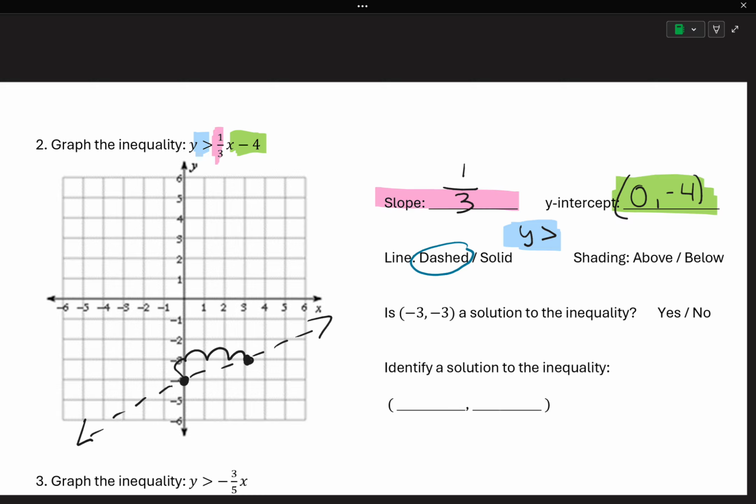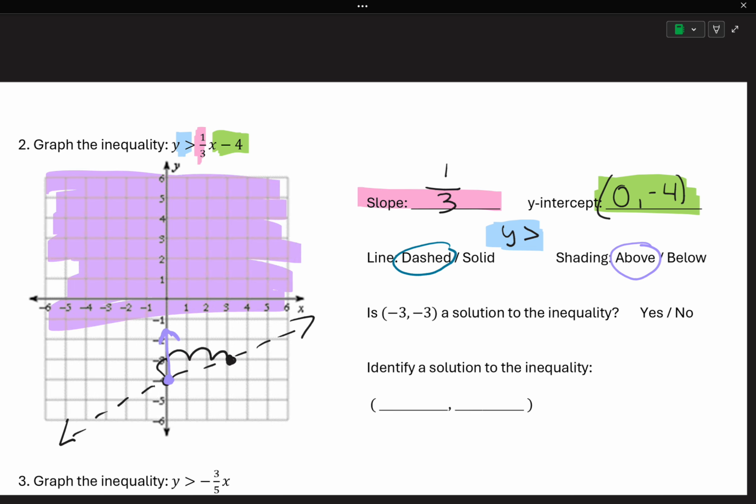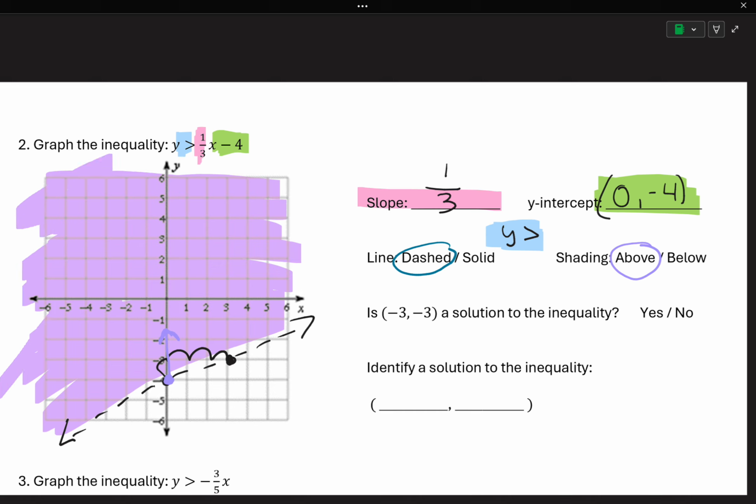Shading, above or below. Y is greater than. Greater than means we're going to be shading above. This is the y-intercept. We're going to shade above it. Beautiful. Okay. Is (-3, -3) a solution? Well, let's see.